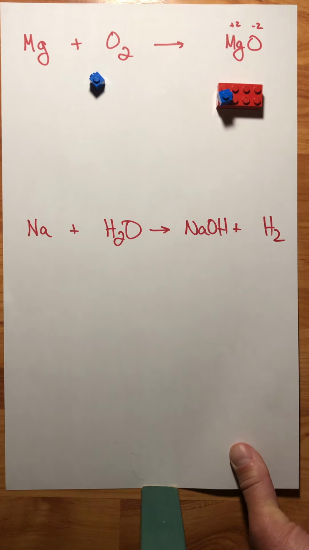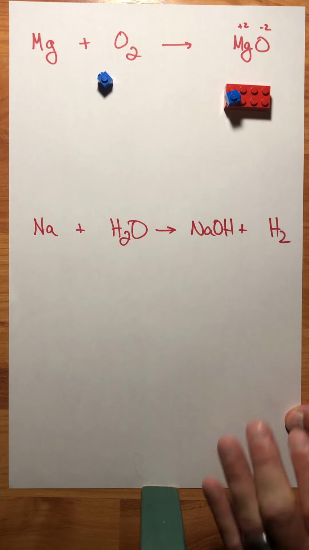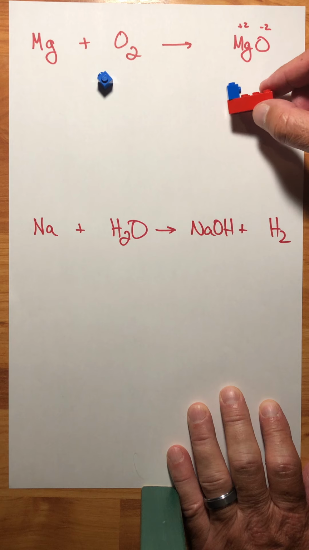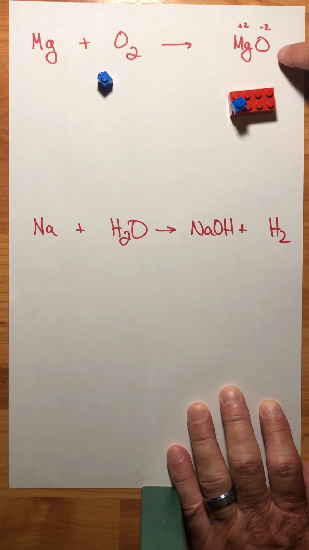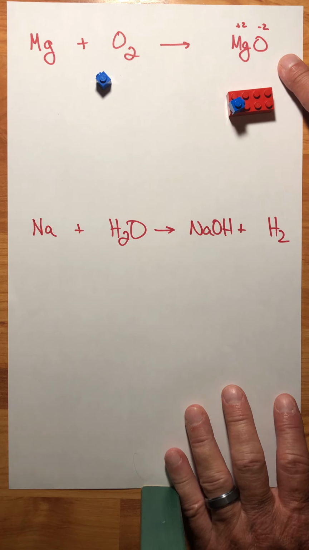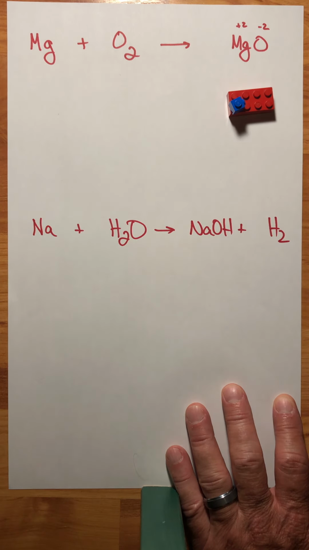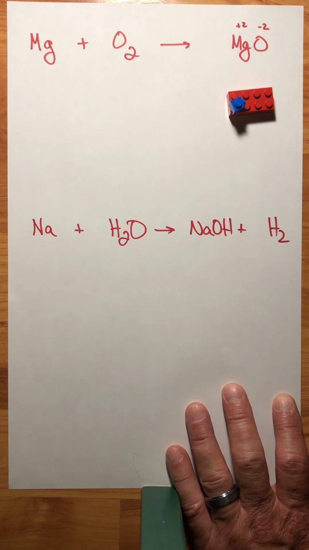Now remember, you cannot create or destroy atoms. And in this case, if all we end up with is magnesium oxide, right? There's no mention of an oxygen atom. So what I would have to do is actually take this away. But that's illegal. You can't do that in chemistry and in science. You cannot destroy an atom. So because of that, we have to do something called balance a chemical equation.